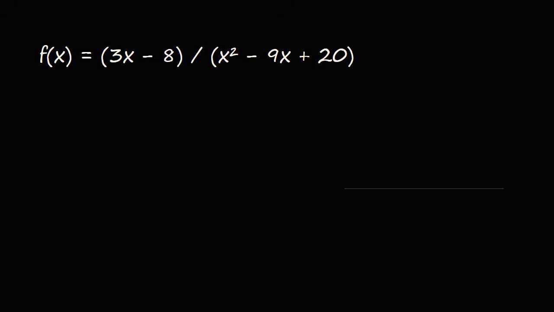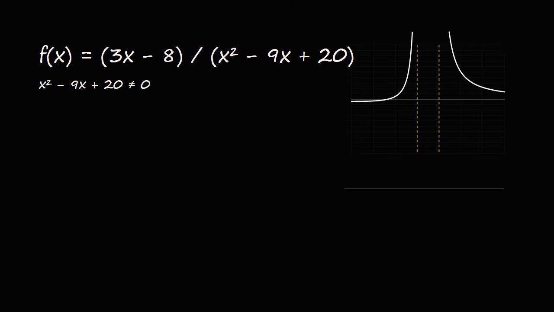f(x) = (3x - 8) / (x² - 9x + 20). A trinomial is just a three-term expression like this, and to find where it equals 0, the easiest approach is to factor it.